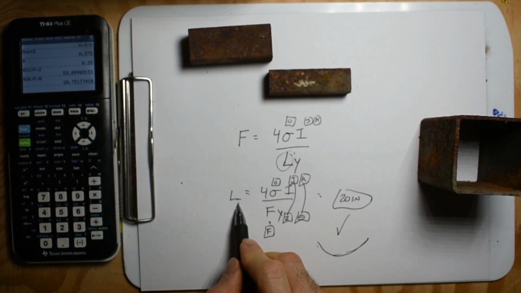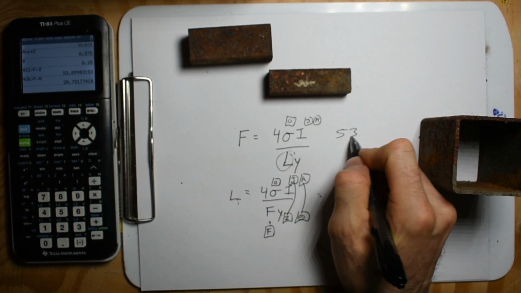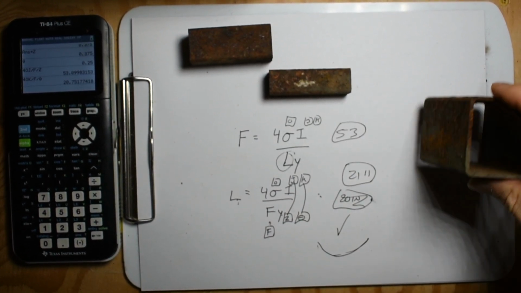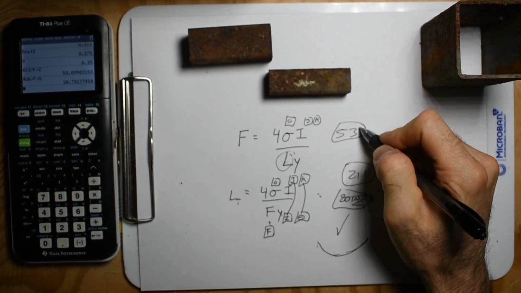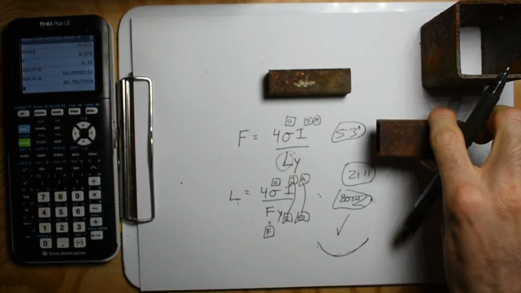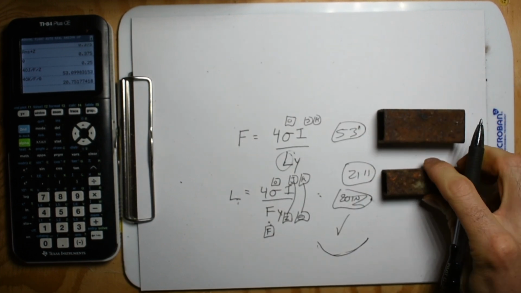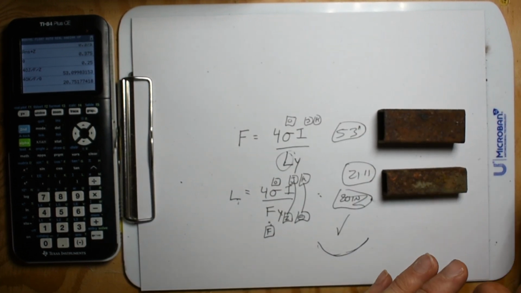I have to figure out what we're actually calculating. So we have 53 inches, and I'm going to say this is 21 inches. All right. So the next part of this video, I'm going to find a 53-inch chunk of this and a 21-inch chunk of this, and we're going to stand on it, and guess what? Nothing's going to happen.